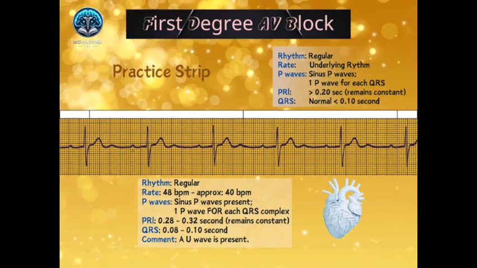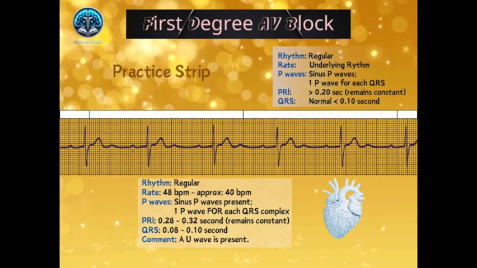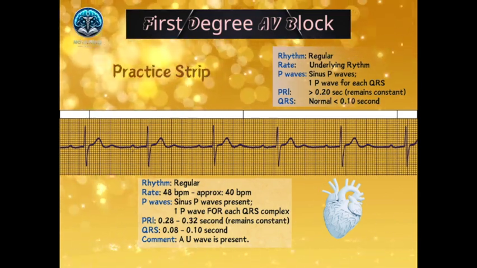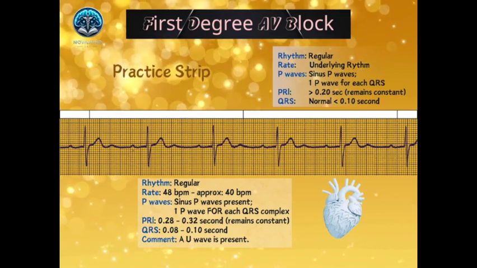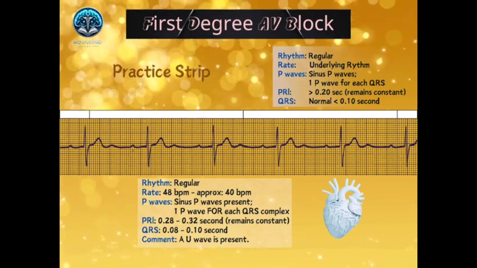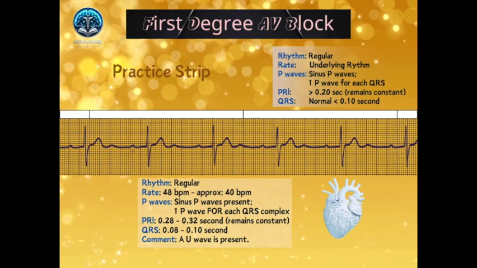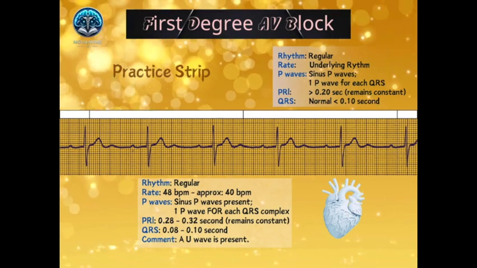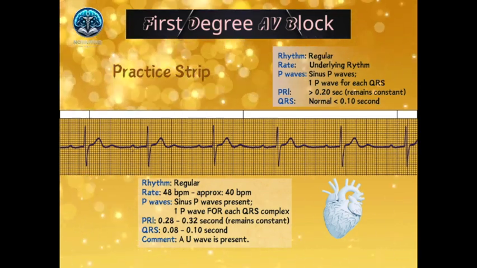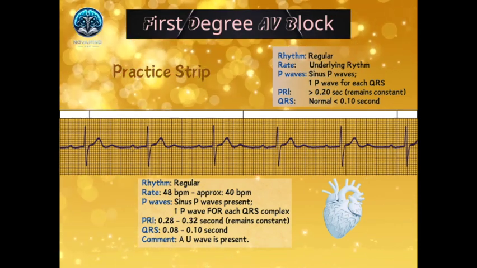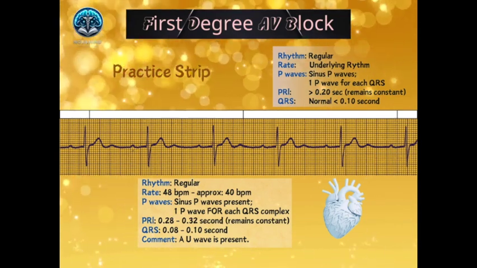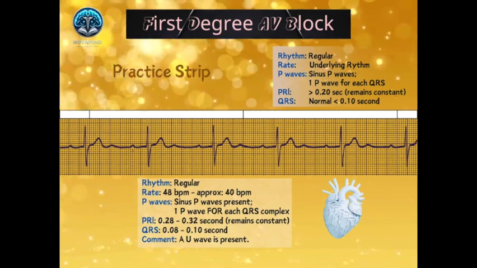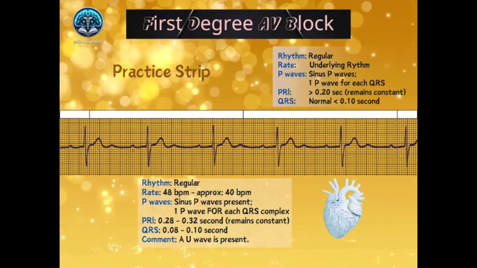PR interval: our PR interval is consistent but greater than 0.20 seconds, averaging about 0.28 seconds, and remains consistent throughout the strip. This is a prolonged PR interval indicating a first-degree AV block. While it shows delayed conduction from atria to the ventricles, it does not drop any beats. Each P wave is followed by a QRS complex.